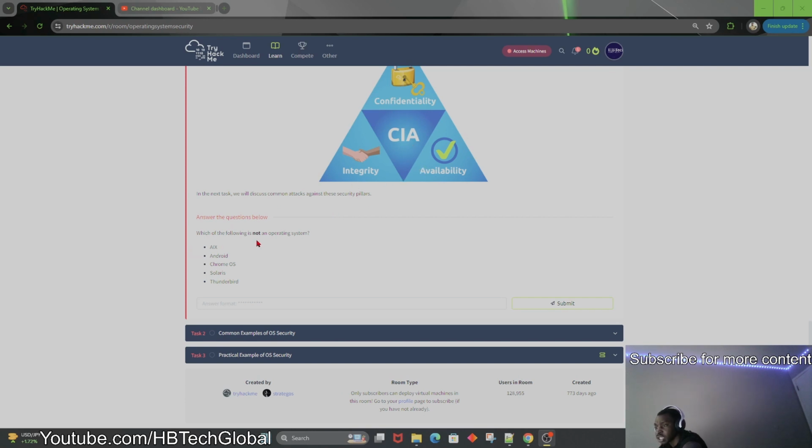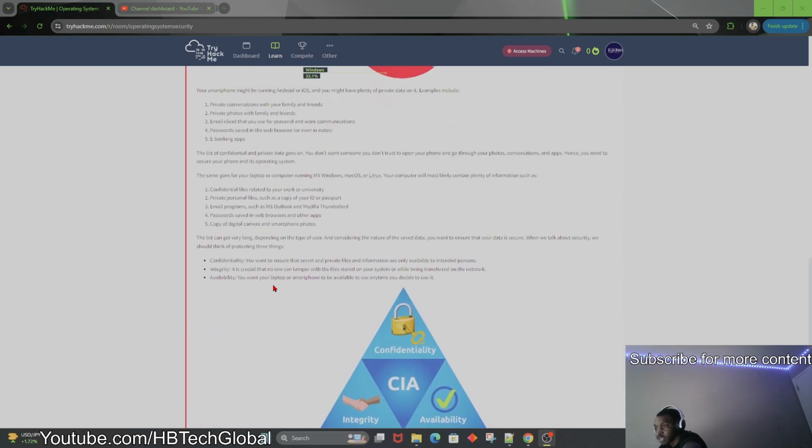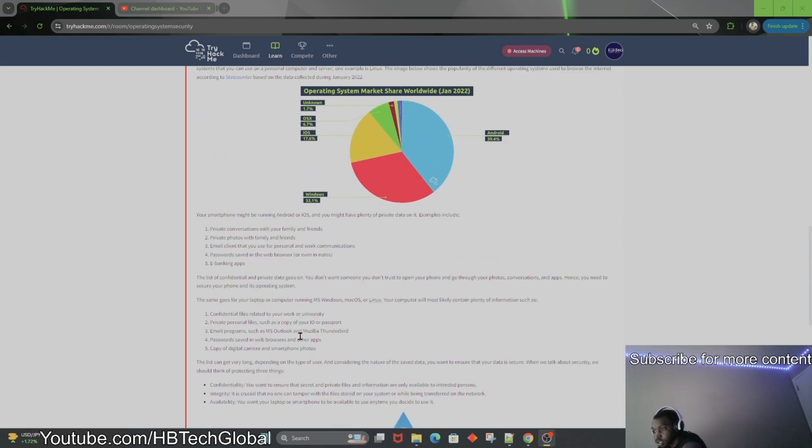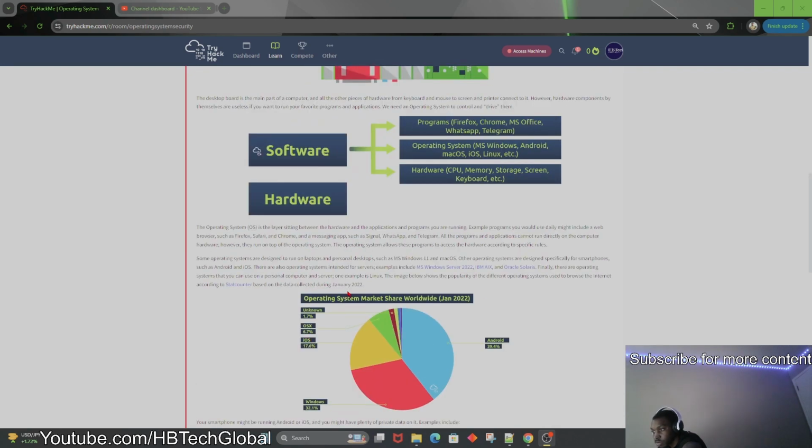Which of the following is not an operating system? We got AIX, Android, Chrome OS, Solaris, Thunderbird. Were these mentioned before? Let's see. I see right here, talk about operating systems.